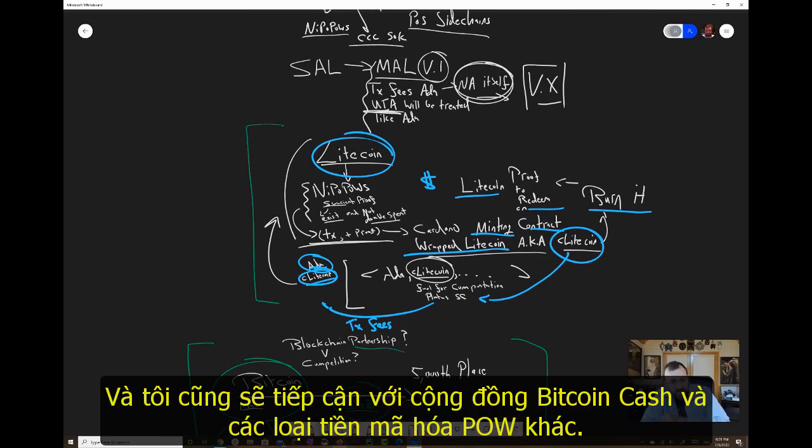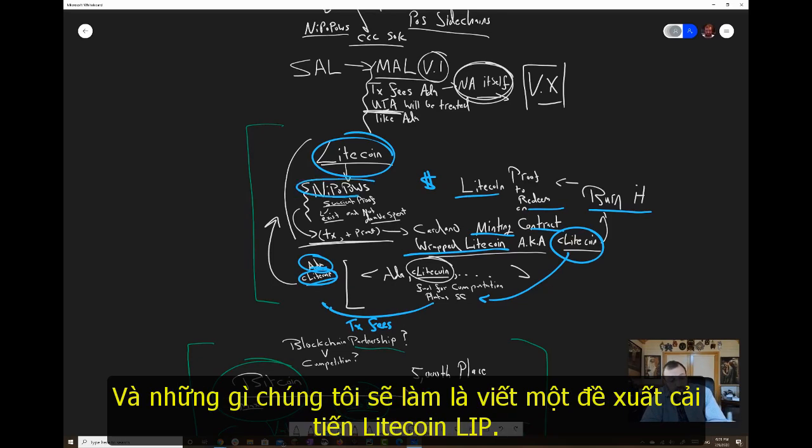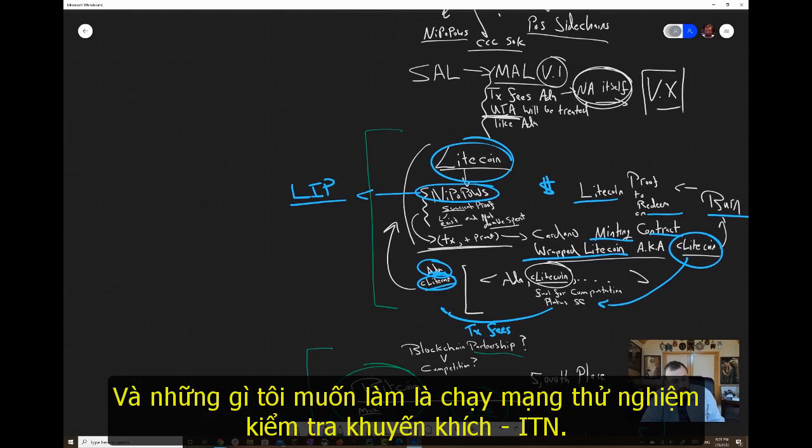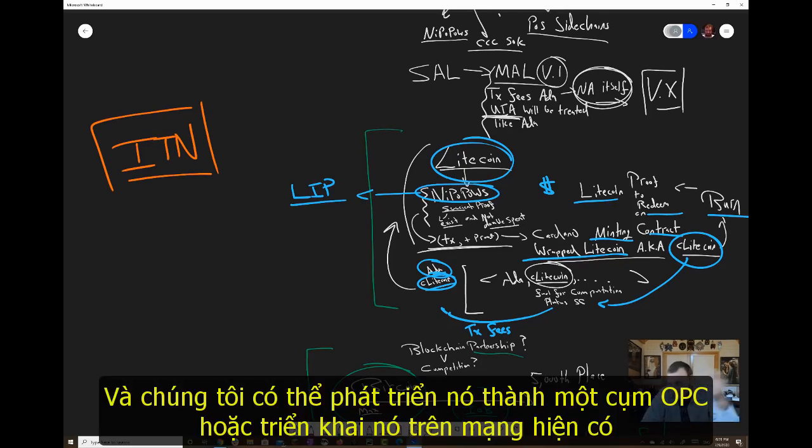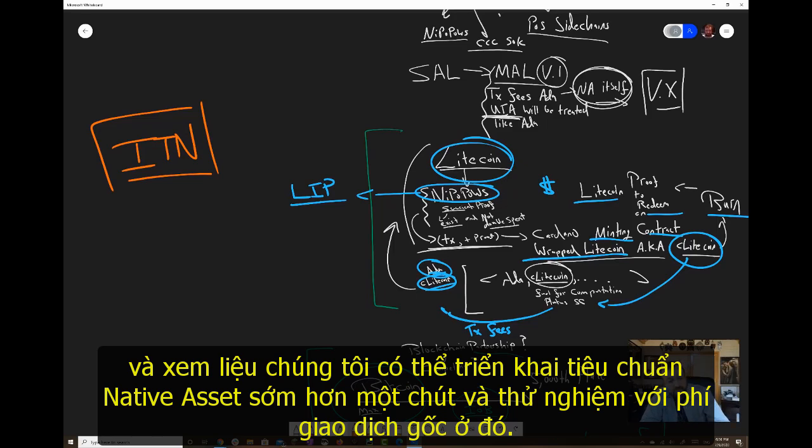Okay, so we would love to explore this model, which is why I reached out to the Litecoin community, and I'll reach out to the Bitcoin Cash community as well and other proof of work cryptocurrencies. And what we're going to do is write a LIP, Litecoin Improvement Proposal. And what I'd like to do is take the stack that runs the incentivized testnet, which is actually still running right now, and we can spin it up as an OPFT cluster or deploy it on the existing network and see if we can implement the native asset standard, some form of it, a little early, and experiment with native transaction fees there.